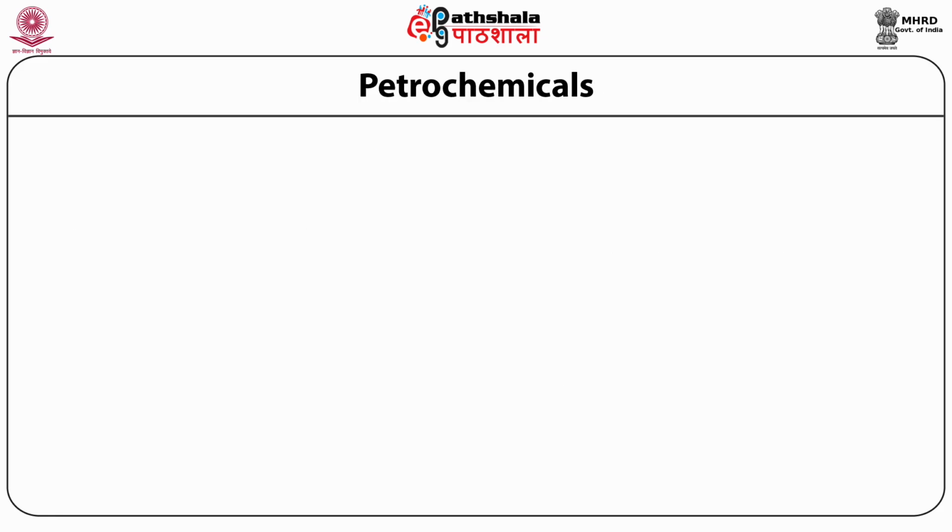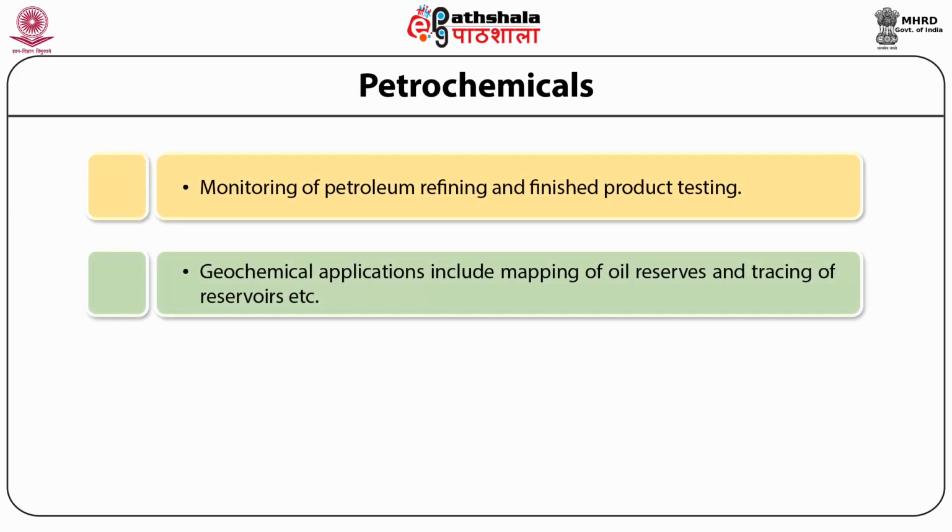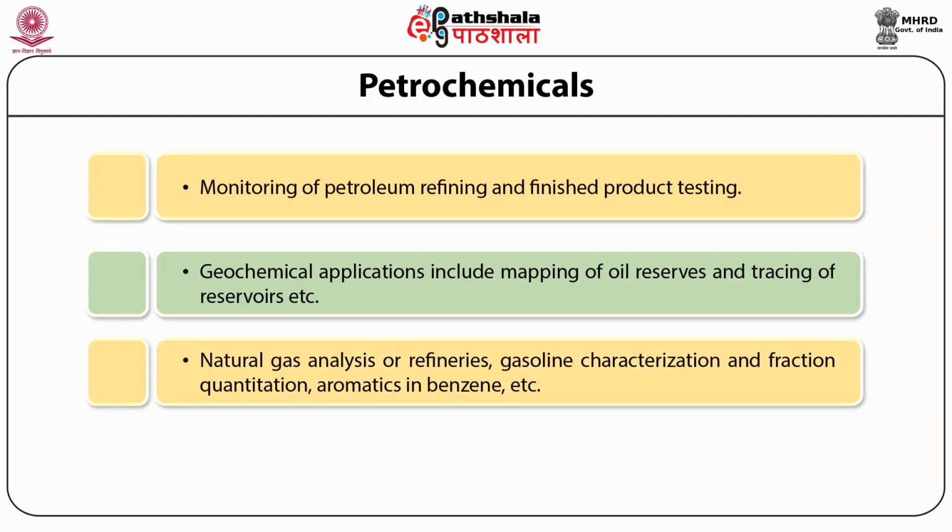Petrochemicals. Petrochemical analysis often requires highly complex mixtures resulting in hundreds of closely spaced peaks which necessitate efficient resolution capabilities. In petrochemicals, GC is used in both monitoring of petroleum refining and finished product testing, for mapping of oil reserves and tracing of reservoirs, etc. Used for natural gas analysis or refineries, gasoline characterization and fraction quantitation, etc.